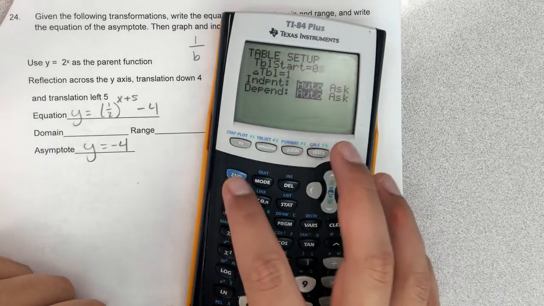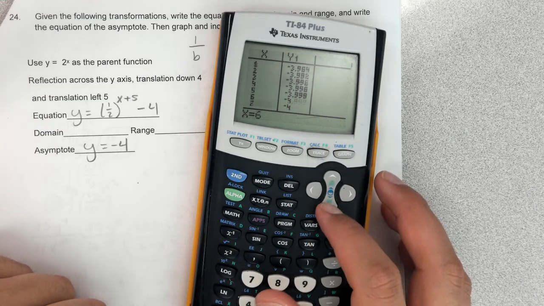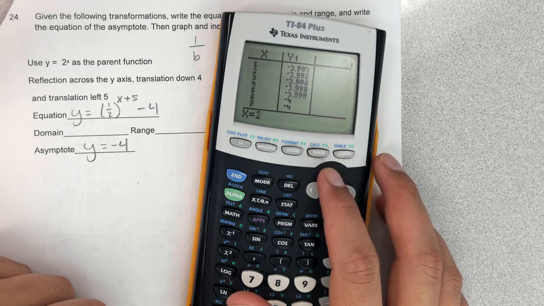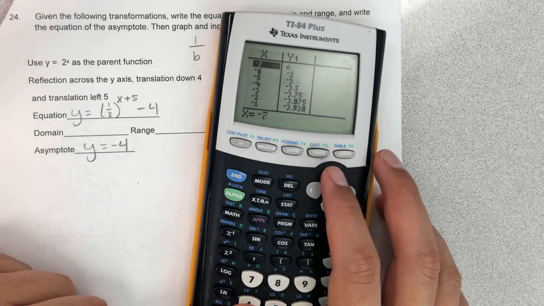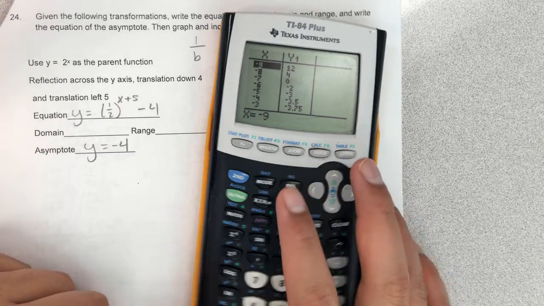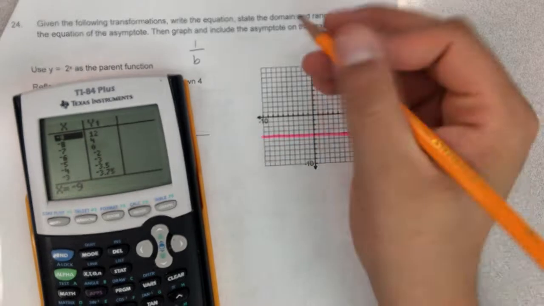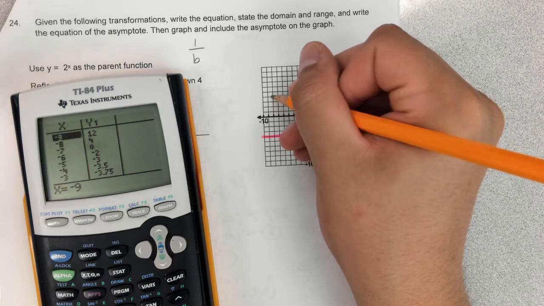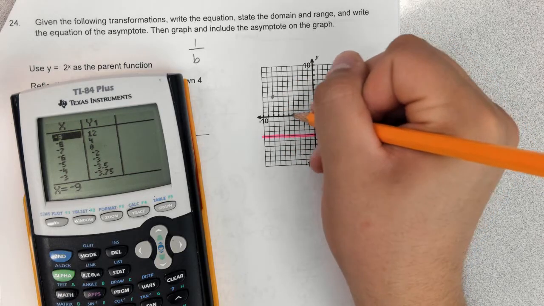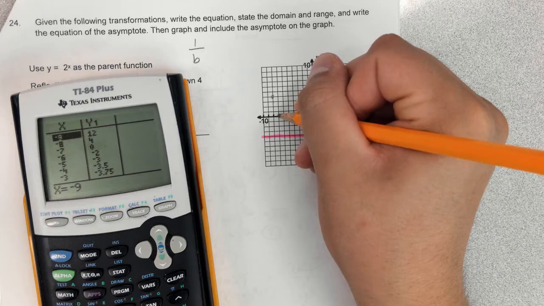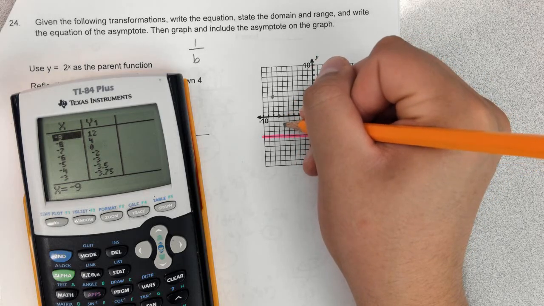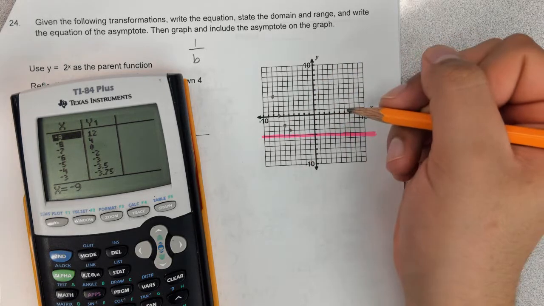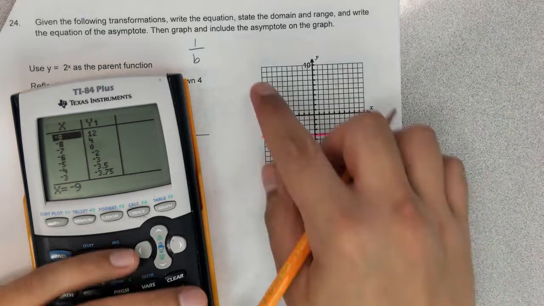Let me go back to 0. Alright, so here we can see that we're approaching negative 4. Again, it's not going to be exactly at negative 4, so let's see if we can find some other points we could use. Right, here's some. We got negative 8, 4. We have negative 7, 0. We have negative 6, negative 2. We have negative 5, negative 3. And then we start getting really close to the asymptote.